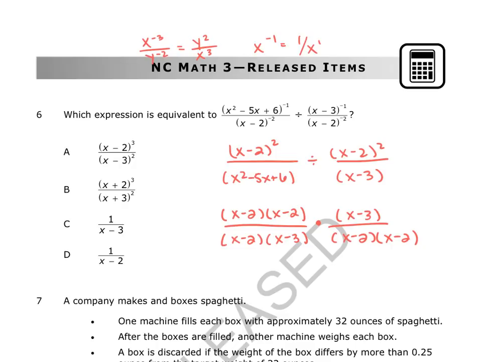And then we start seeing things cancel because we're just simplifying. So the x minus 2s cancel, and the x minus 3s cancel. All I'm left with is an x minus 2 on the bottom, which means that D's got to be our answer. This one we could also check in Desmos by writing two equivalent expressions in y1 and y2 and making sure that they graph the same thing.